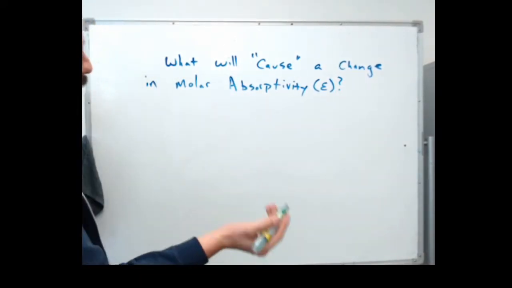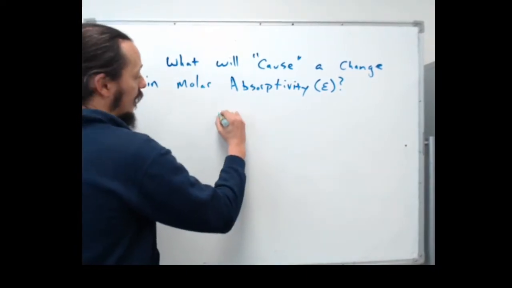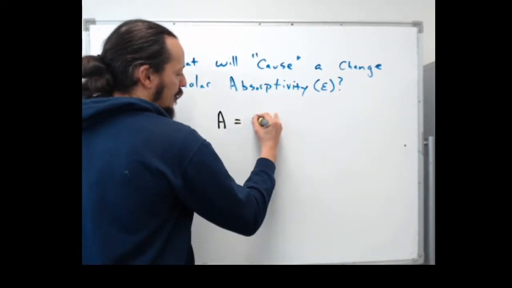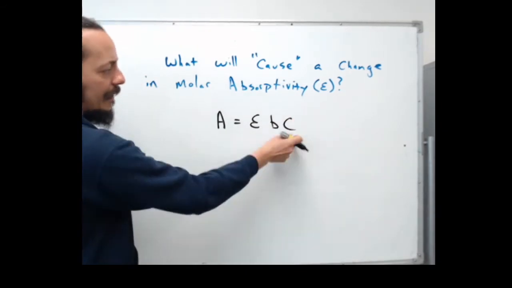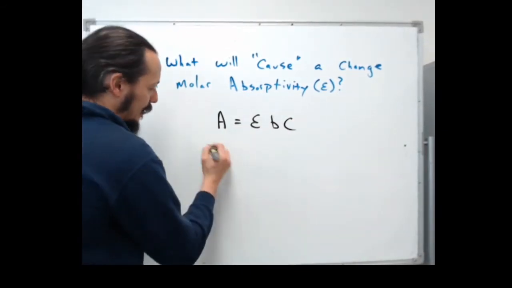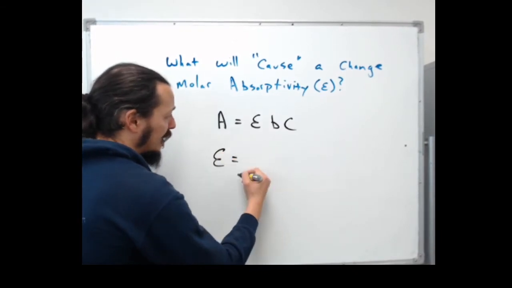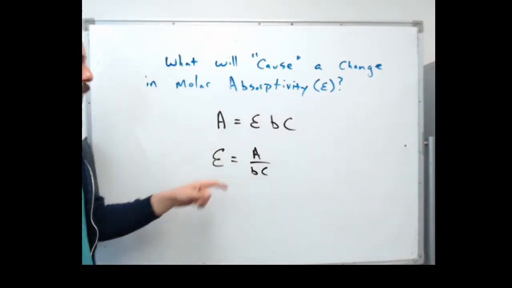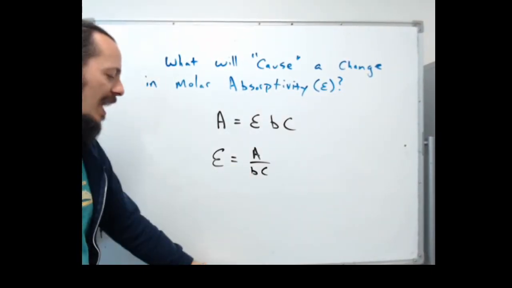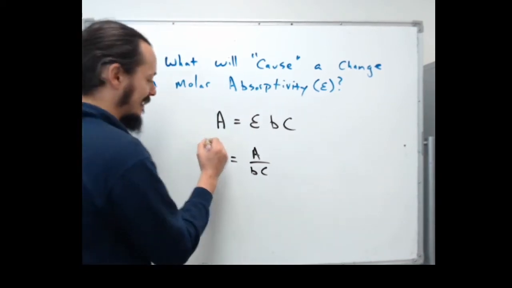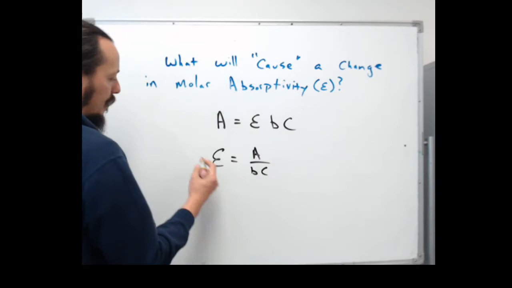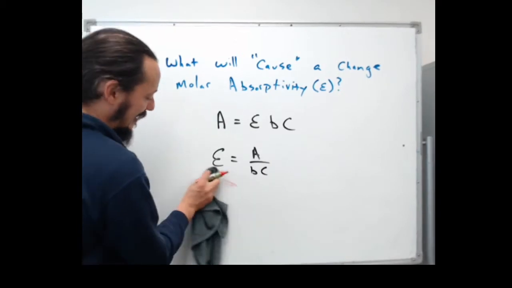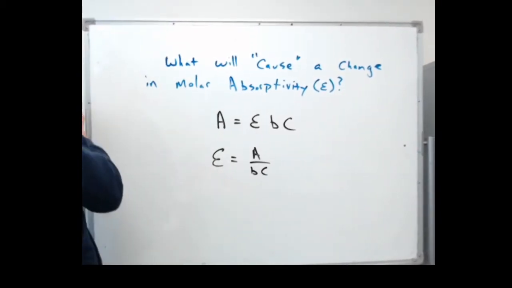The problem is, most students go to the mathematics and they say, well, A equals epsilon BC, path length, concentration, absorbance, and then they rearrange. And they say, well, very easily, epsilon is equal to A over BC. So if absorption, concentration, or path length change, epsilon changes. And this is mathematically correct, but not true. What's the right way to say this? It's not scientifically, it's not physically correct.